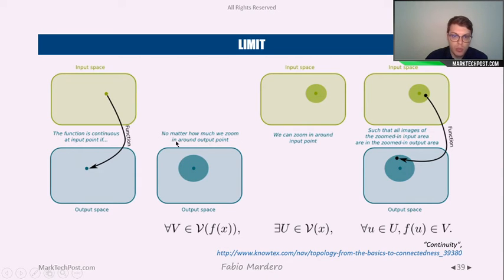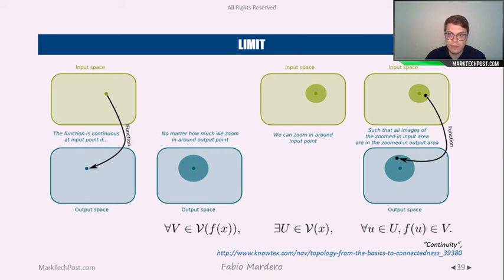So no matter how much we zoom in around the output point, remember that we are in the accumulation point, no matter how much we choose this neighborhood for the blue dot, we can zoom in around the input, x. The blue dot is f of x, and the green dot is x. This circle represents the neighborhood. Then we can zoom in around x, our input point, such that selecting one of the points inside the green disk, we will always go inside the blue disk.